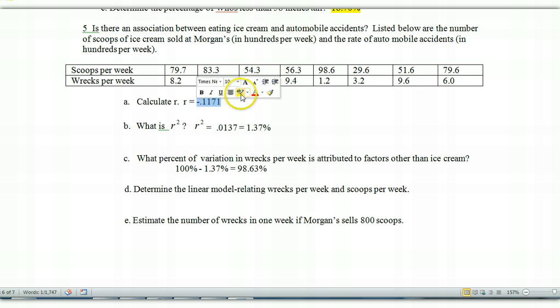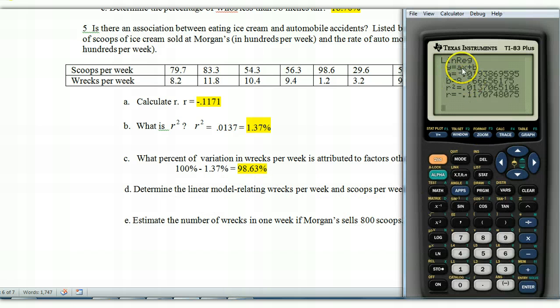Right? Which, again, that basically means almost everything is explained by something other than ice cream. The amount of ice cream eaten per week should not explain how many accidents there are per week. So that's why we're getting this really low number for R squared, and that's why we're also getting a high number for our answer for part C.